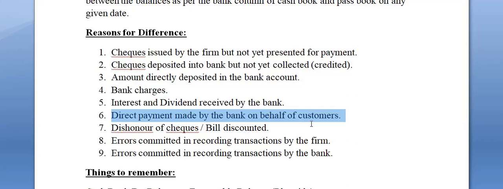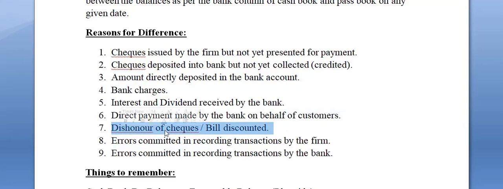Okay, so bank will make the payment on a particular date, on the given date, but the same may not be recorded in cash book. You may tend to forget few things, isn't it? So if you are not recording the same in cash book, then there will be the difference between cash book and passbook. Okay, now point number 7, dishonor of checks or a bill discounted.